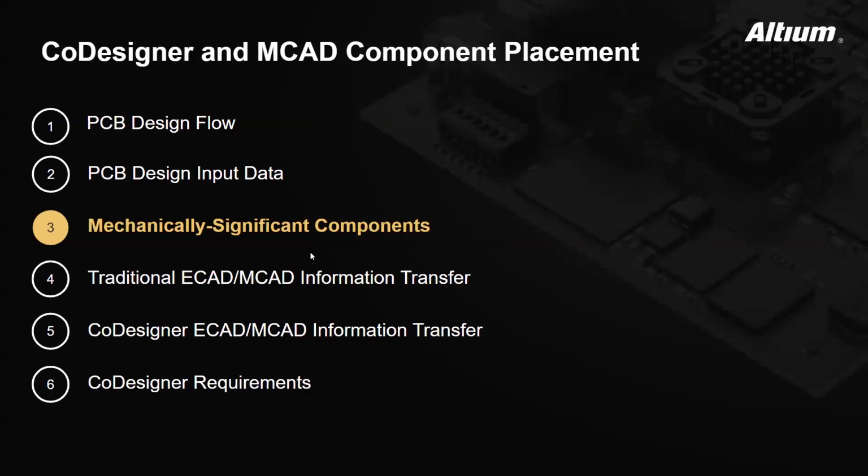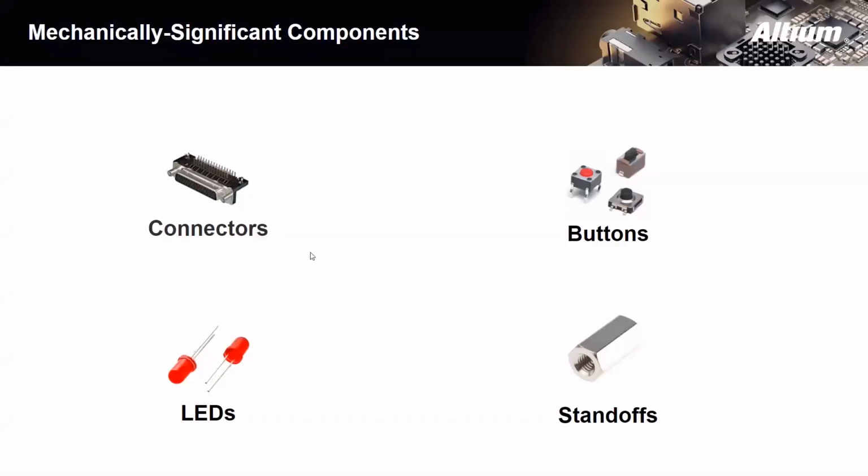So examples of mechanically significant components might be connectors, buttons, LEDs, and standoffs, and perhaps the mechanical engineer has an influence over both the selection of the component and the positioning of that component on the board.